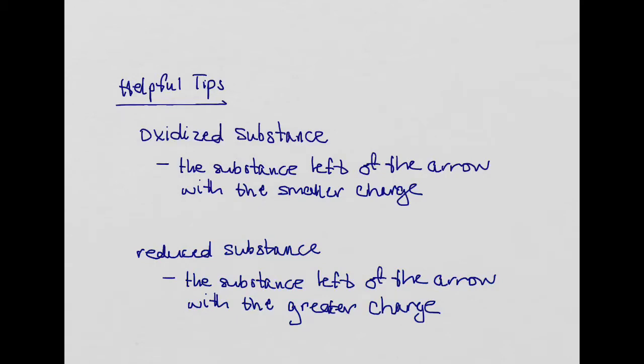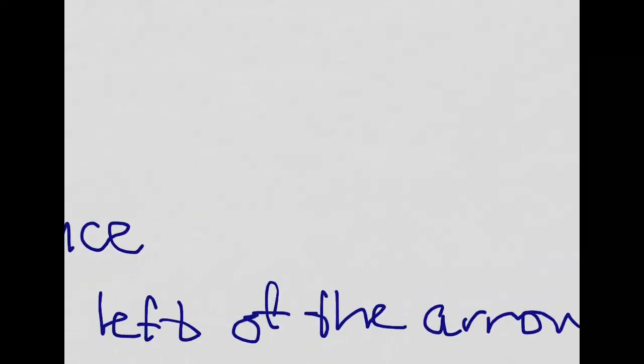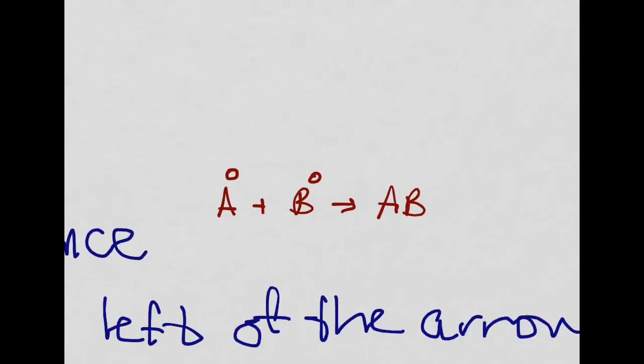So here are some helpful tips. If you want to identify an oxidized substance, it's usually the substance left of the arrow that has the smaller charge. So say, for example, I'm going to write out an equation over here. Say I have A plus B forming AB, and the oxidation numbers are assigned, for example this is 0 and that's 0, and this is plus 2, and that's minus 2. We see that the substance to the left of the arrow, this one over here, has a smaller charge. So when you notice that A on the left side of the arrow has a charge of 0, and A on the right side of the arrow has a charge of plus 2, the substance with the lesser charge is the oxidized substance.